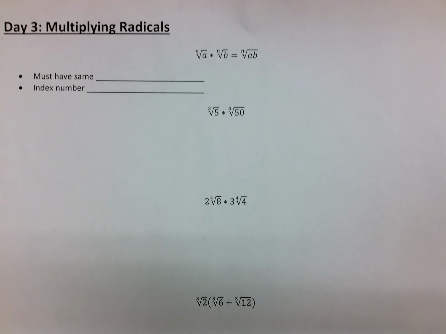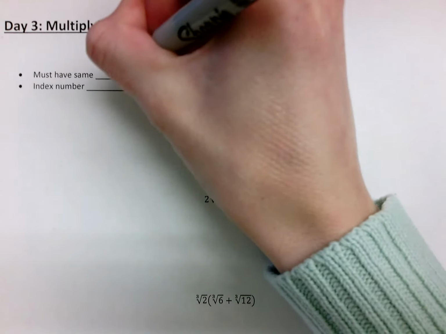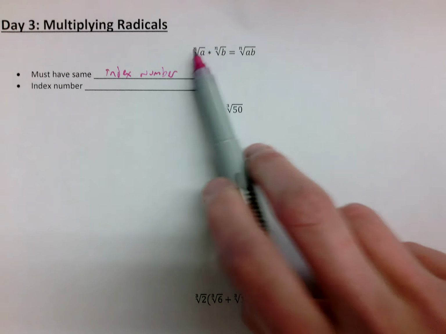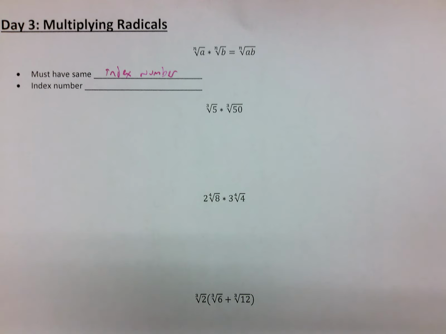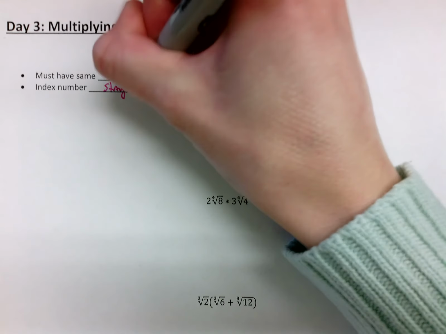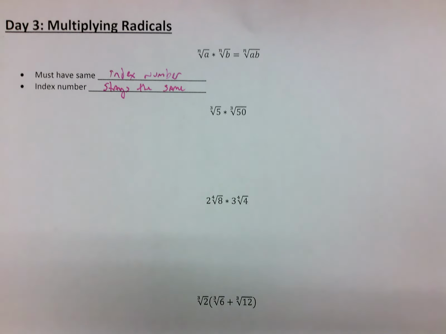All right, so next up we are looking at multiplying radicals, okay? So first of all, the first thing you need to know is that they have to have the same index number, okay? If the index numbers are different, the little numbers inside the check marks, then you can't multiply them together, okay? Also, when you multiply, the index number stays the same, okay? So your index number is not going to change.